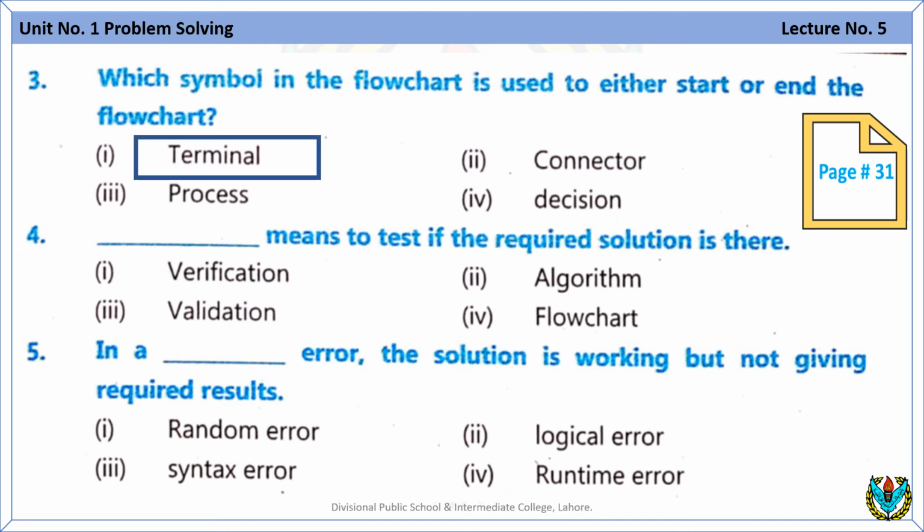Number 4. Dash means to test if the required solution is there. Number 1. Verification. Number 2. Algorithm. Number 3. Validation. Number 4. Flowchart. The correct answer is verification. Number 5. In a dash arrow, the solution is working but not giving required results. Random errors, logical error, syntax error, runtime error. The correct answer is logical error.